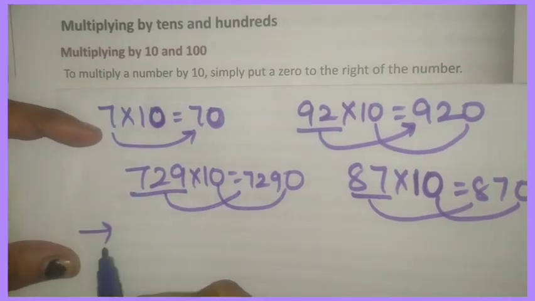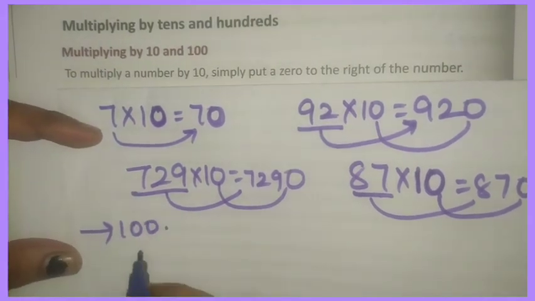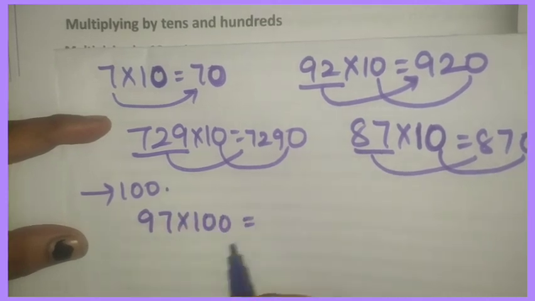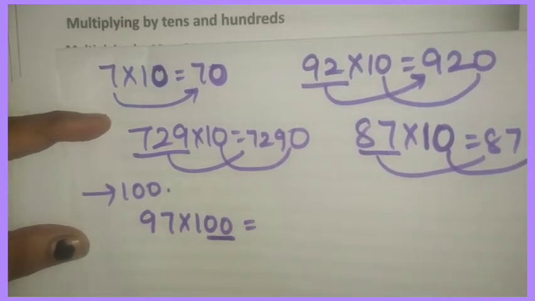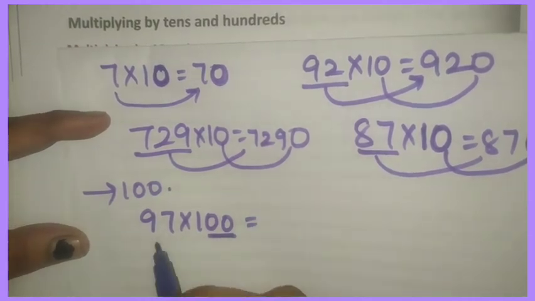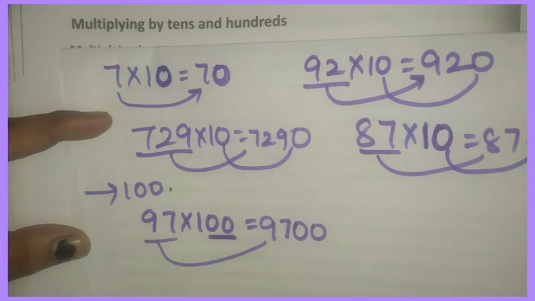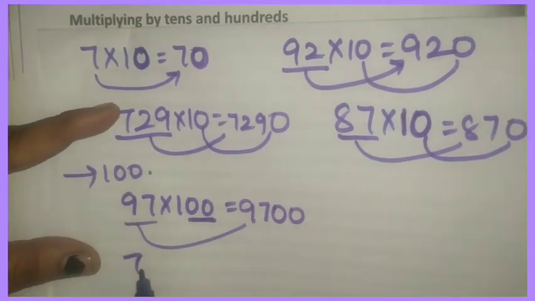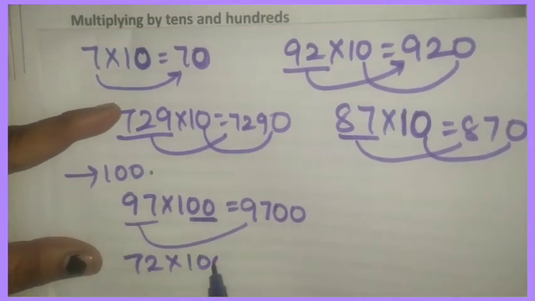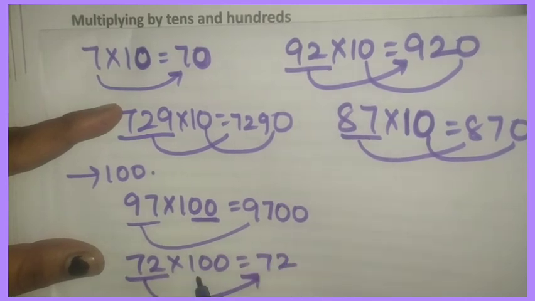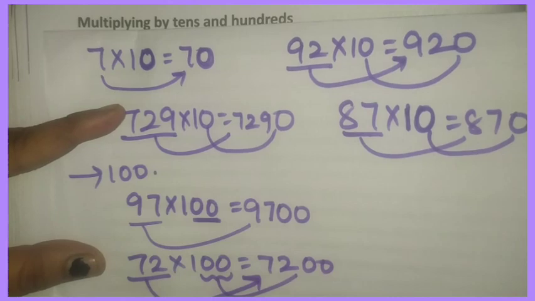Next, for multiplying by 100. For example, 97 into 100. For 100, how many zeros are there? 2 zeros. So we'll write this 97 as it is and we'll keep these 2 zeros here. For example, 72 into 100 is there. We'll write this 72 as it is and we'll keep these 2 zeros here.